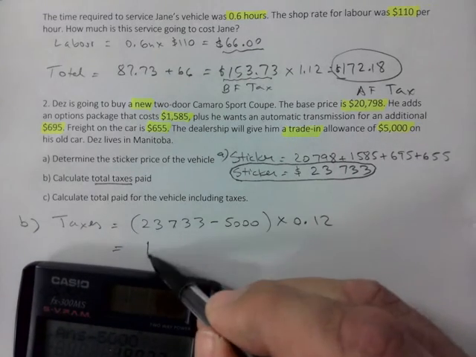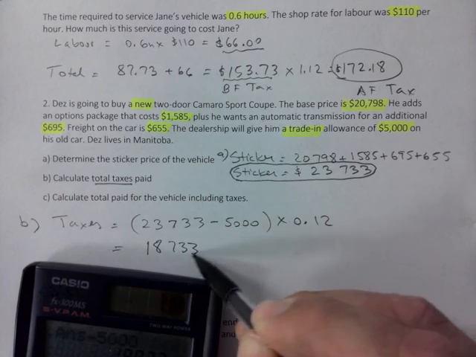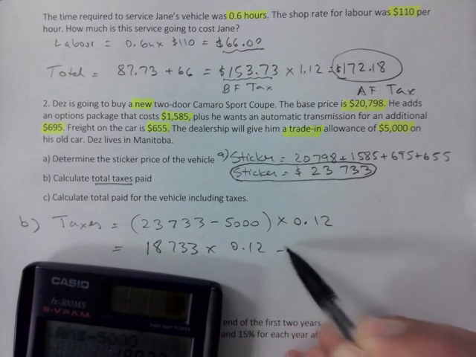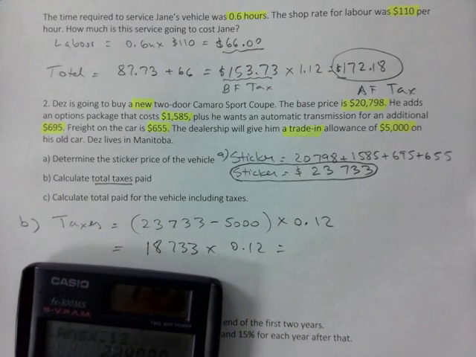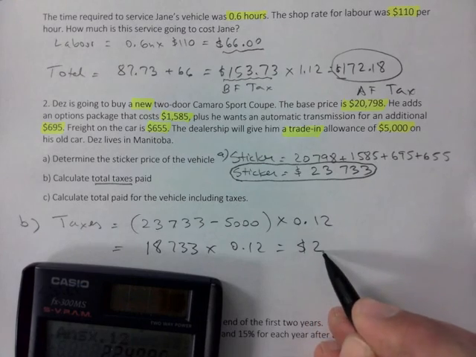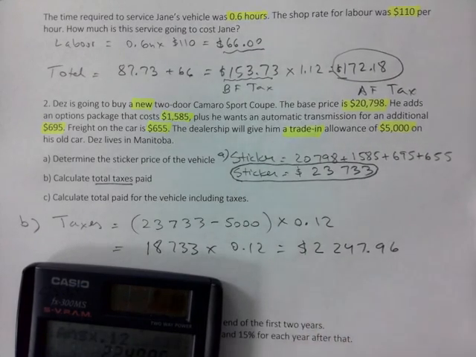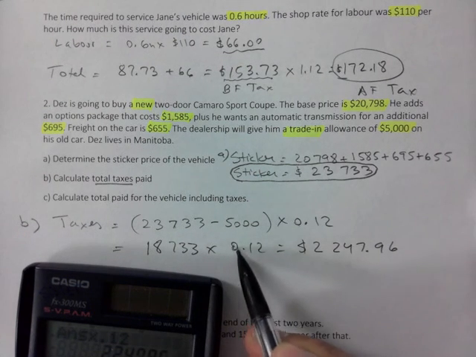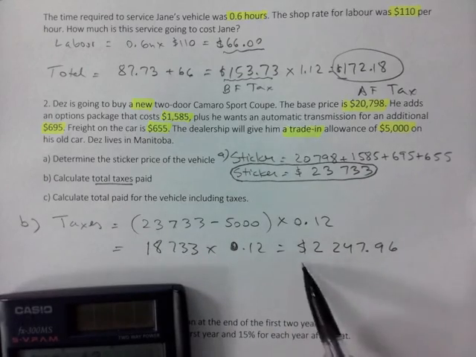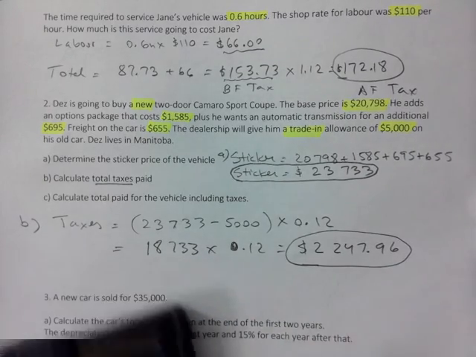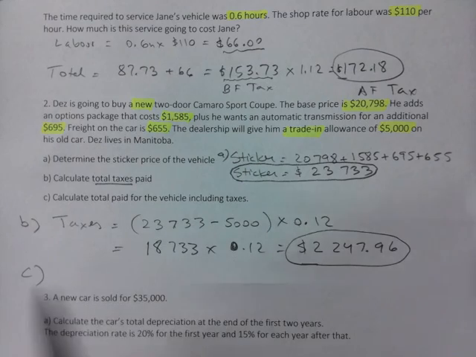So it's 18,733 times 0.12. That's 2,247.96. If you went times 1.12 on a test, if this is a 3-mark question, you would still get 2 out of 3. It's just that you missed that concept of putting a 0 there instead of 1. So those are the taxes paid.